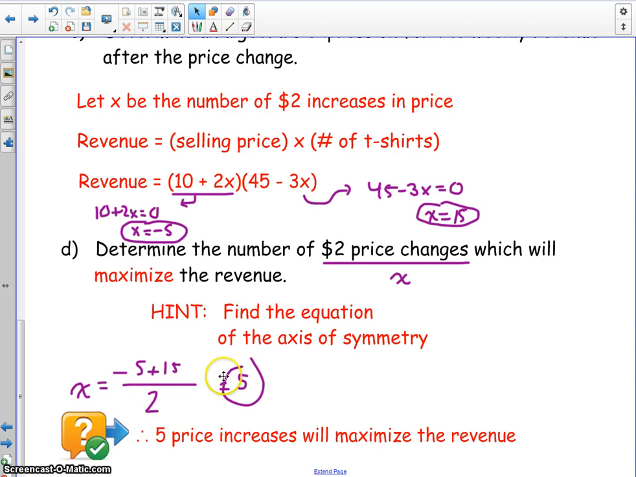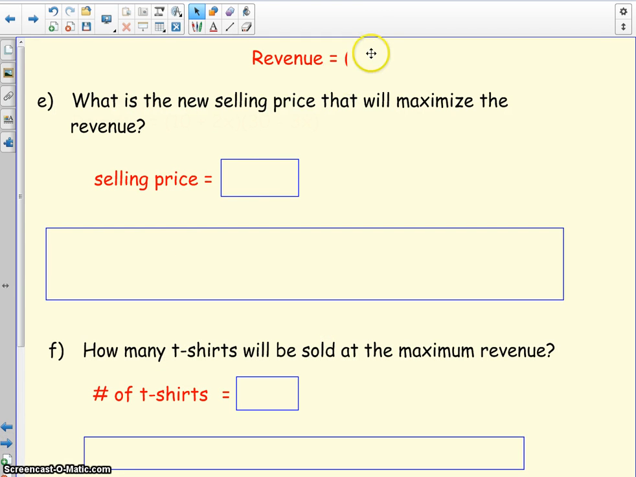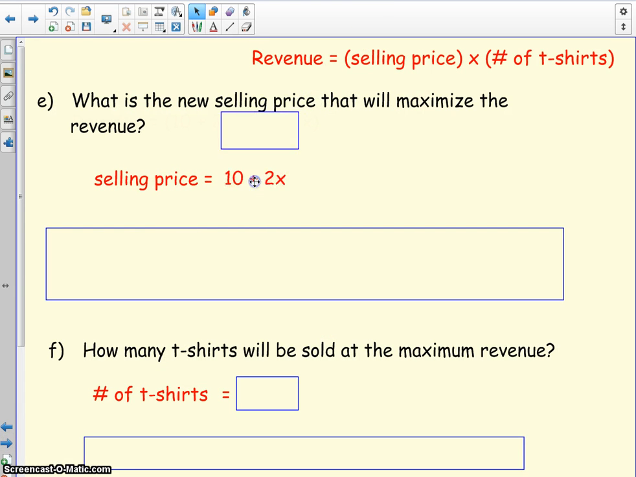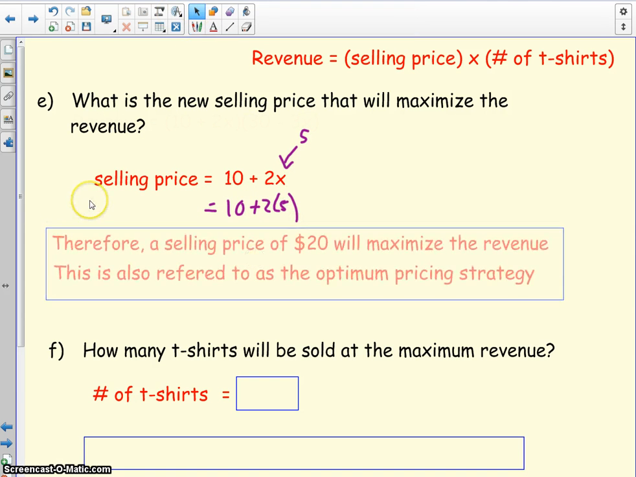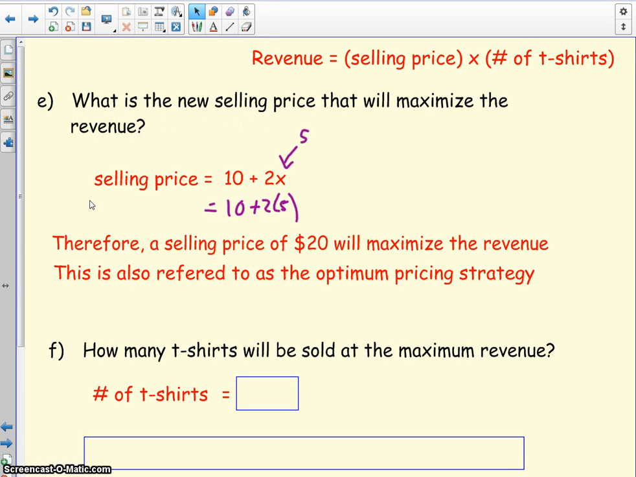Okay, so think about what 5 price changes means for her. If she's going to change the price 5 times, what's the selling price going to be? Well, her price was, remember, $10 plus $2 for every price change. So if we put in the 5 price changes in here, that's going to give us 10 plus 2 times 5. So it means that t-shirts are now going to be $20. This is what we call her optimum pricing strategy. She will choose this price, even though it's not necessarily best for the consumer, because it will maximize the revenue coming to her, and that's all she cares about. So she sells the t-shirts for $20.